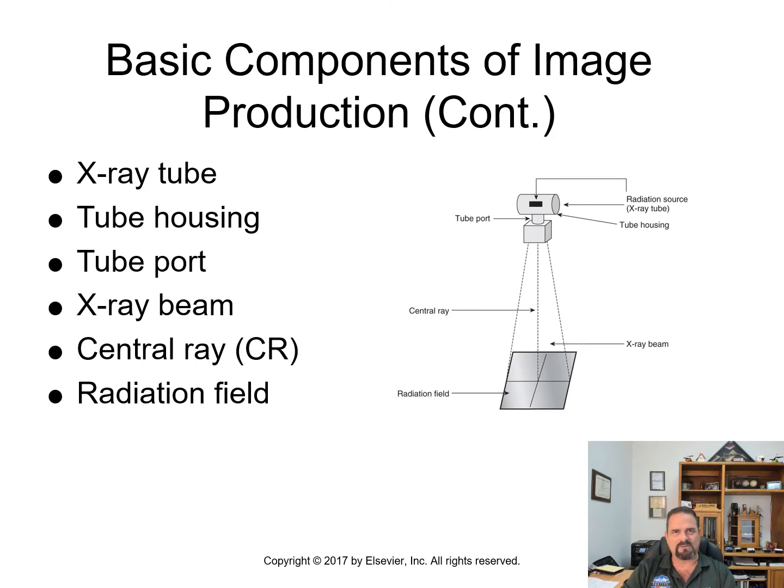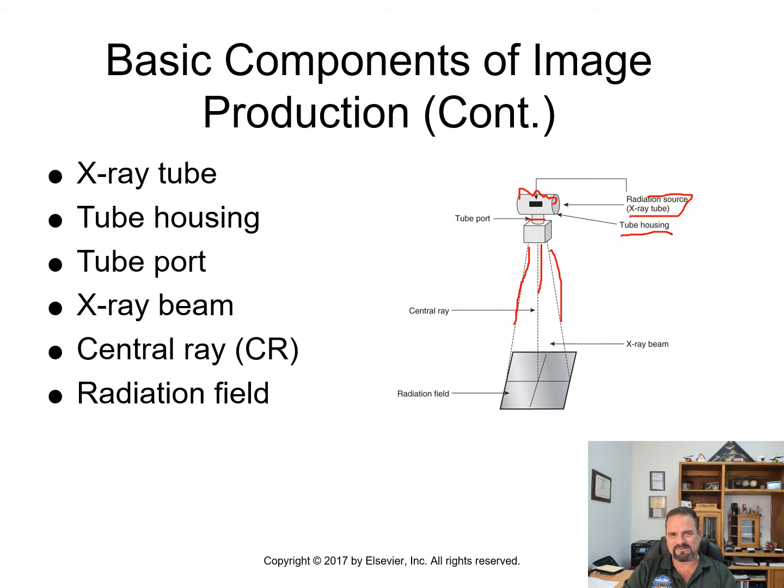All right, so this diagram illustrates the basic components of the image production system. You have the radiation source, which is the X-ray tube. You have the tube housing, which is lined with lead. That's this guy right here. Then you have the tube port, which is where the radiation will pass through. And finally, you have the X-ray beam, which travels out of the tube port and down towards the patient.